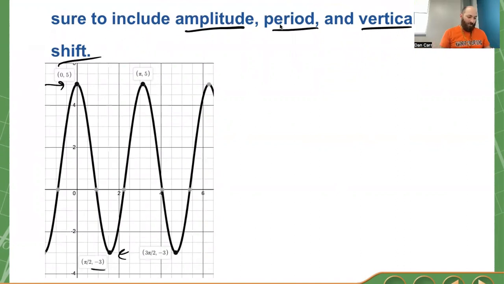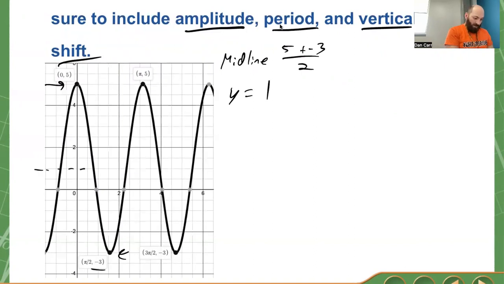So if you can't quite see the midline, because it almost looks like it's the 0, but it's not in this case. So my midline, I could take 5 plus -3 divided by 2. We're basically finding the middle of the maximum and minimum values. So in this case, 5 plus -3 is positive 2. So y equals 1. And as a kind of a visual part of that, that's where that is.